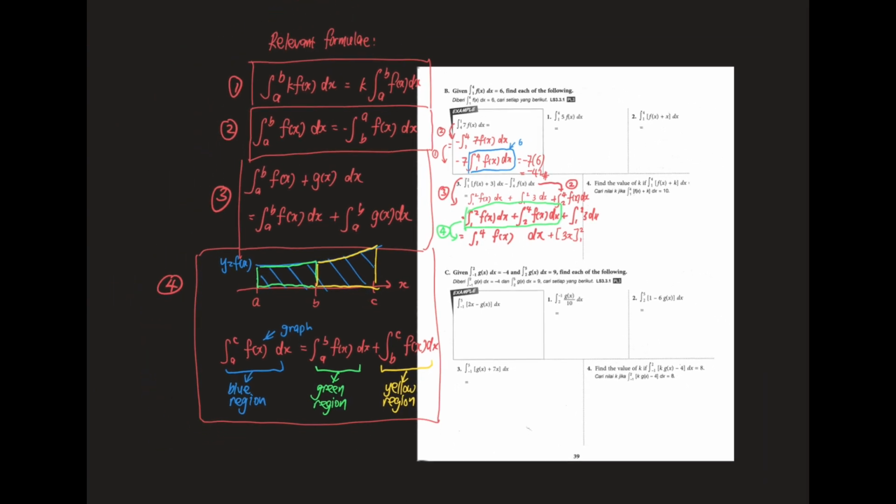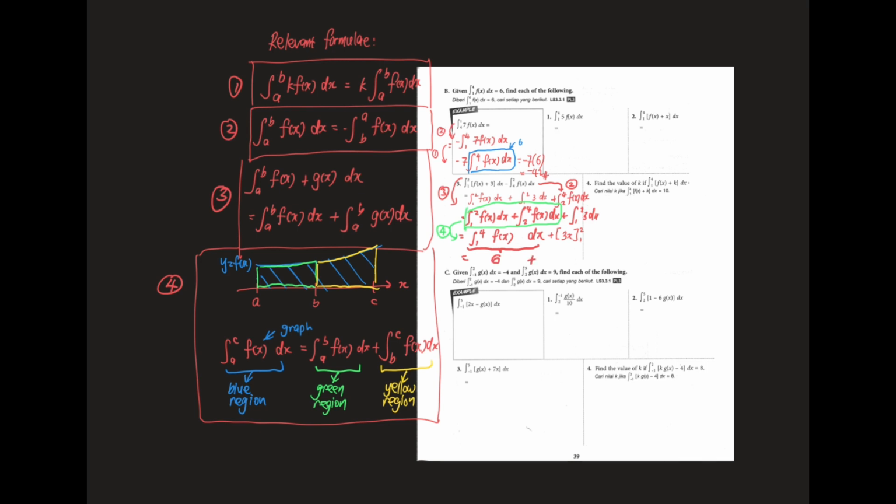Okay, now the front part. Integrate fx dx is equal to 6. So all these, here until here, all these are 6. So all these is equal to 6. It's given by the question.